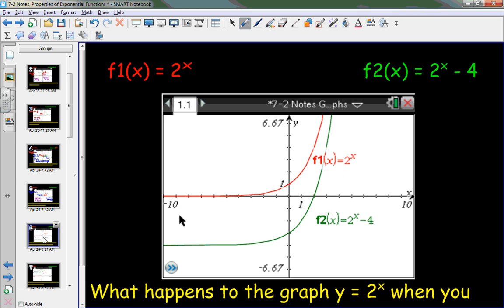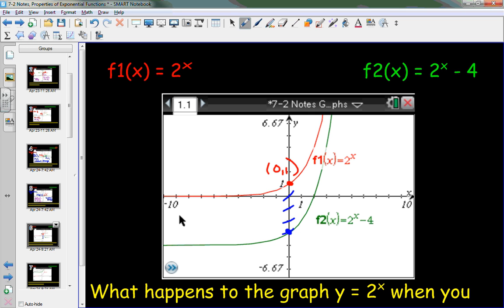Okay, what about this one? 2 to the x minus 4. What's happening this time? That's going to affect the y value. The whole graph is going down. How many units? 4 units, right? So now from here, I am basically going to go down 1, 2, 3, 4 units. So now I have a new point. And what is that point?